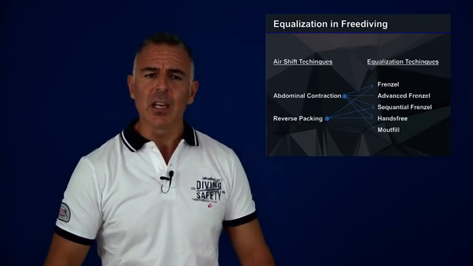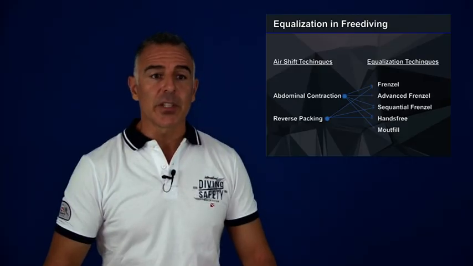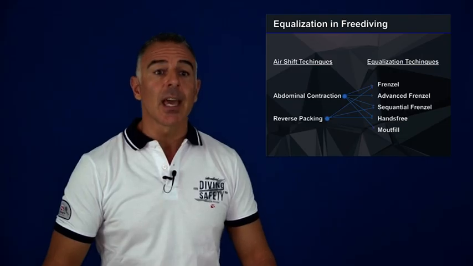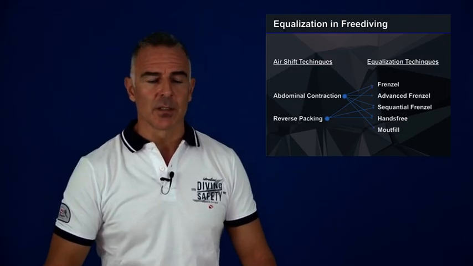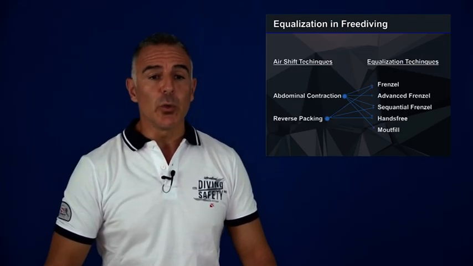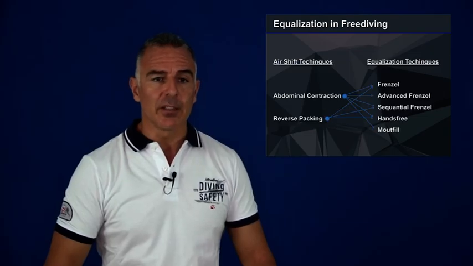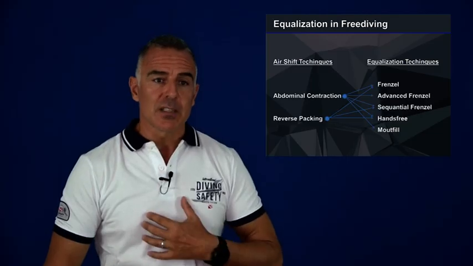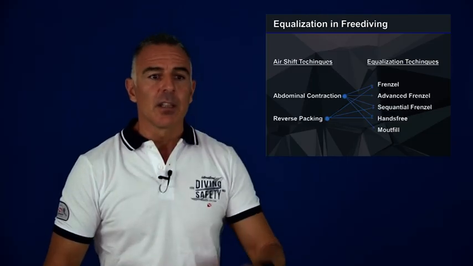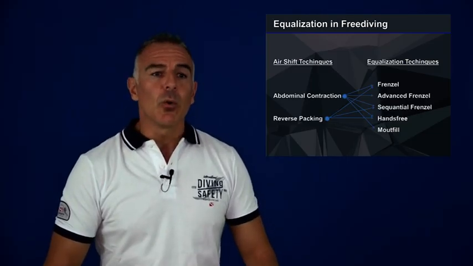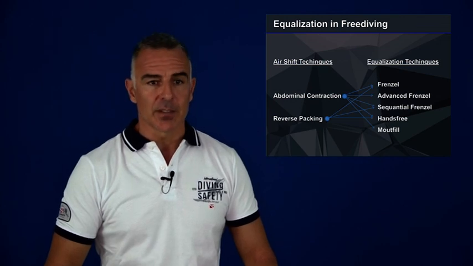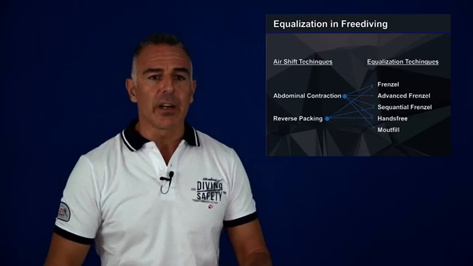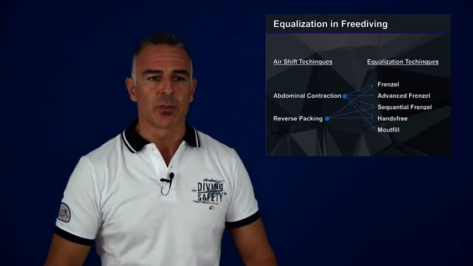Instead, in freediving, it's a little bit different. In freediving, we have two different moments, air shift techniques and equalization techniques. To be able to use the air that is in the oral cavity to open the tubes, we must first move some air from the lungs to the oral cavity. That's what we will call air shift techniques. Then, after we shift the air, we can use one of the different equalization techniques.